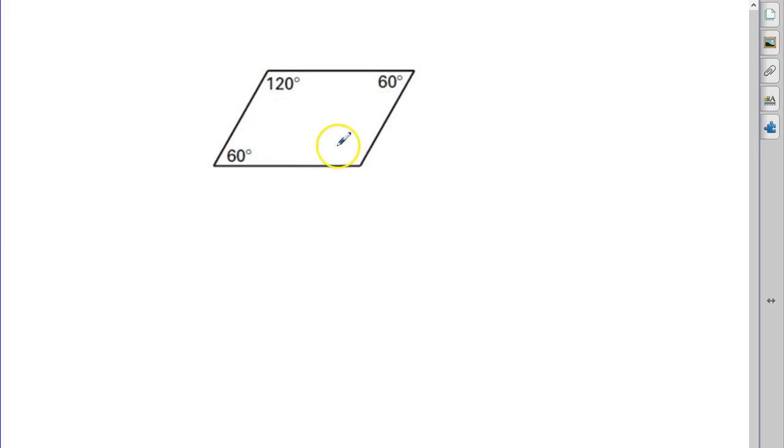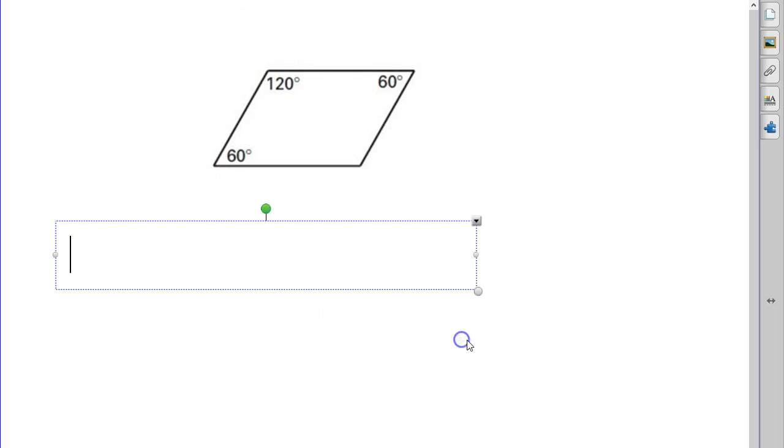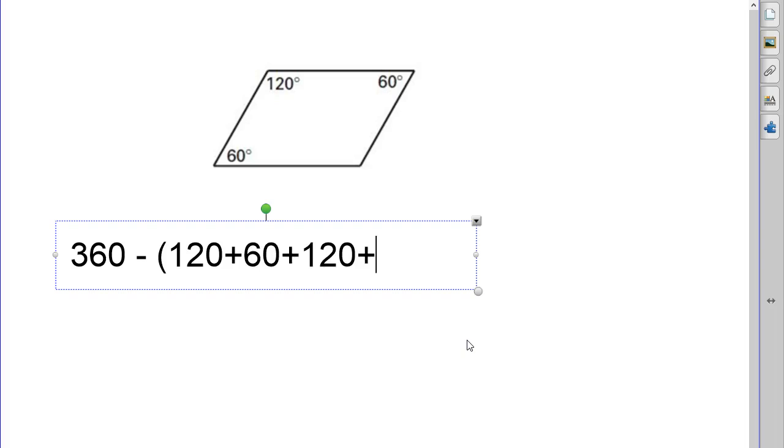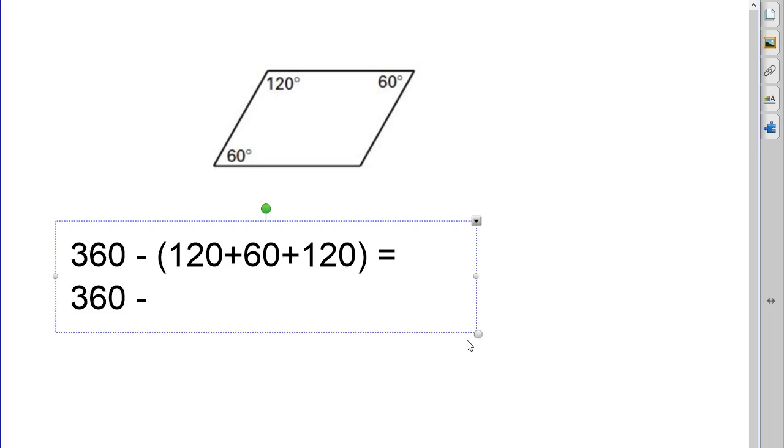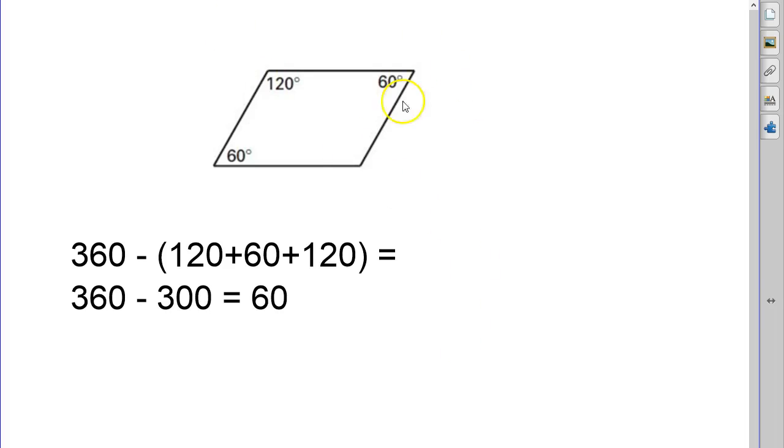And then our last one here, you can say it a few different ways, but probably the easiest way to do this is to realize, hey, I know there are 360 degrees in this figure, since it's a quadrilateral, and I've got 120 plus 60 plus 120 total, which is 360 minus 300, which then gets us 60 degrees left over. So this missing angle here is 60 degrees.